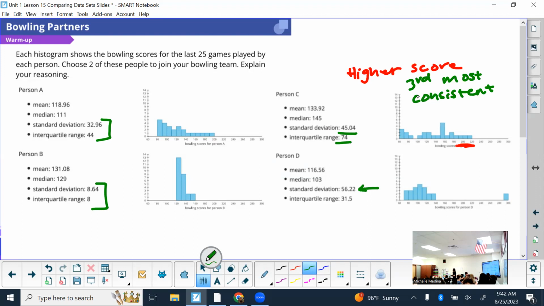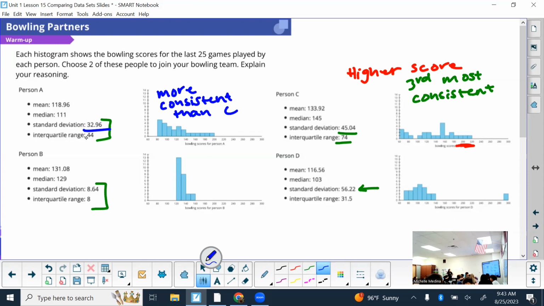So then raise your hand if you chose player A. All right, what makes them a good candidate? It's like somewhat like person C, but a little bit less consistent. So more consistent actually, because their standard deviation is lower than C. Because theirs is lower. So a little more consistent. Any other good reasons you guys could think of? That would be probably why you picked that one.